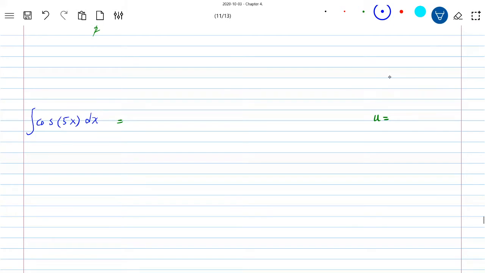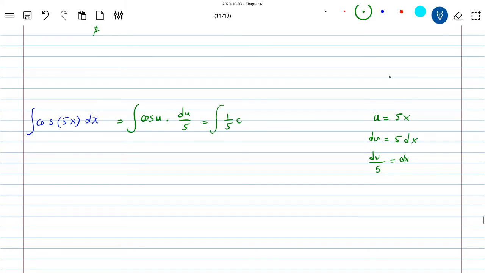composition of functions. So what we pick is that we let 5x be u. So this integral is basically cosine of u multiplied by, we need to figure out what dx is. du is 5 dx. Therefore, dx is du divided by 5. So instead of dx, I write du divided by 5. Again, 5 is a constant. You can always write it as 1/5 times cosine u.